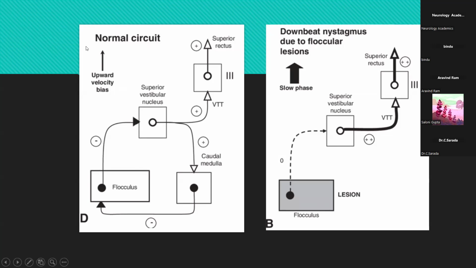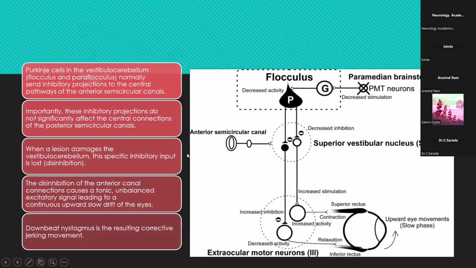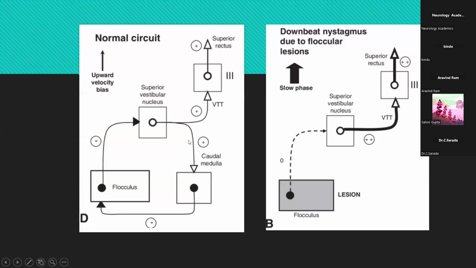So towards the left is a normal circuit where from the flocculus there is an inhibitory afferent that is going towards the superior vestibular nucleus. And that in turn is excitatory to the superior rectus muscle via the ventral tegmental tract, which is a prominent tract extending from pons to midbrain. And that will in turn excite the superior rectus, which will cause the eyes to move upwards. Apart from that, another afferent is going to the caudal medulla, where it excites the caudal medulla. However, this caudal medulla sends a negative feedback loop to the flocculus.